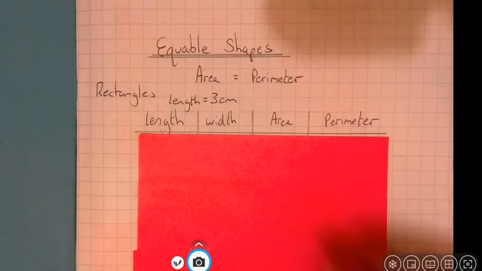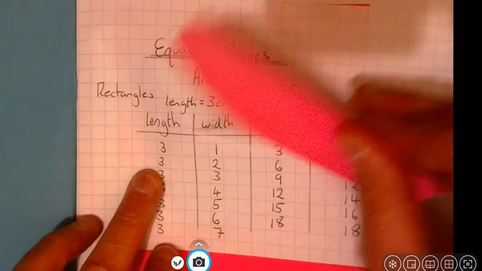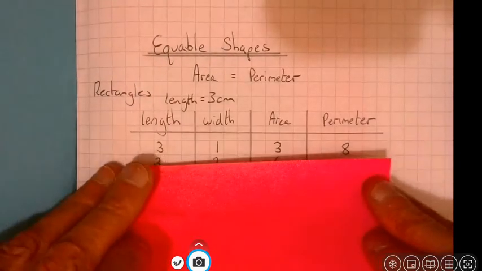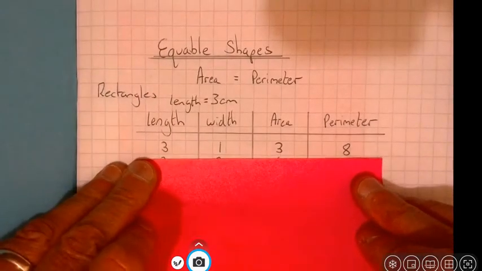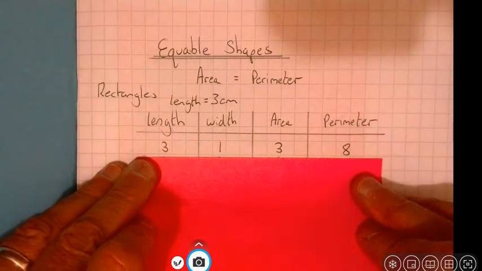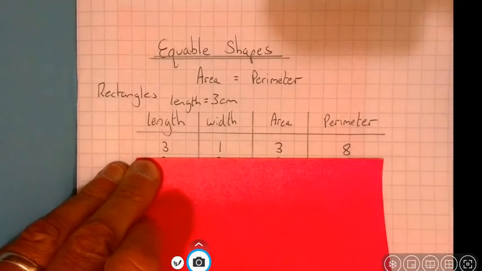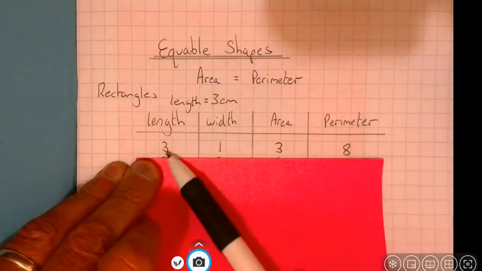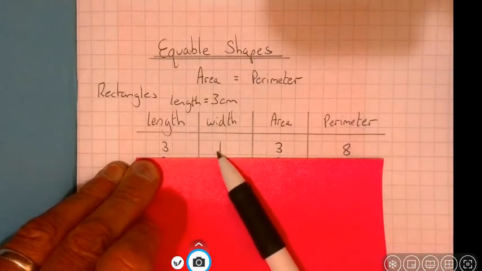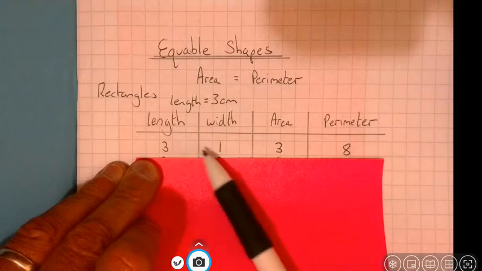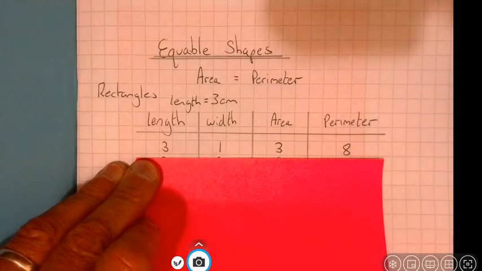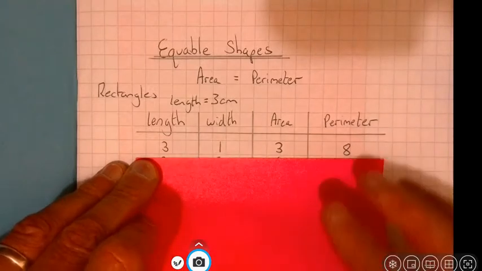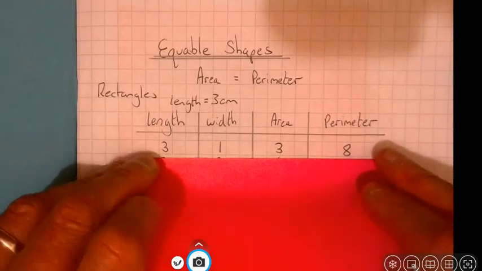So first of all, we worked out what about a length of 3 and a width of 1? The area, 3 times 1, is 3. Remember the perimeter: you add these together, then you double it. 3 add 1, double it. Remember, you can use a calculator. If anything you come across is a little tricky, you use a calculator.